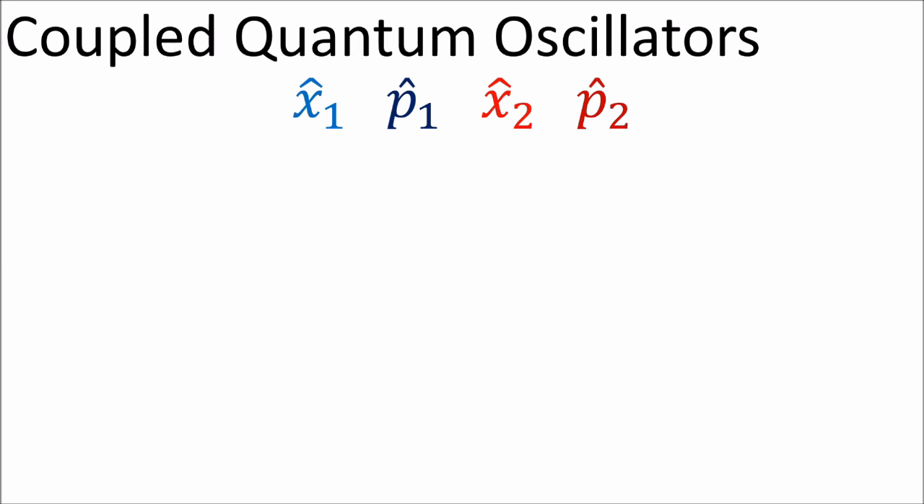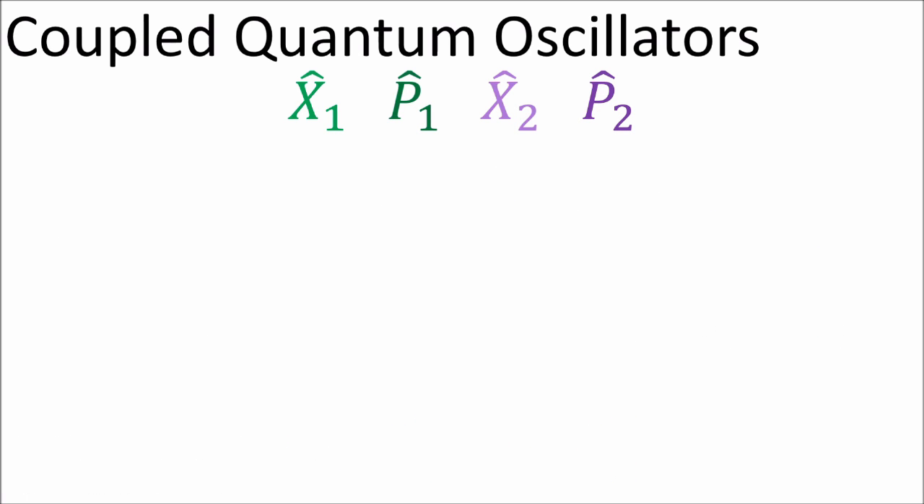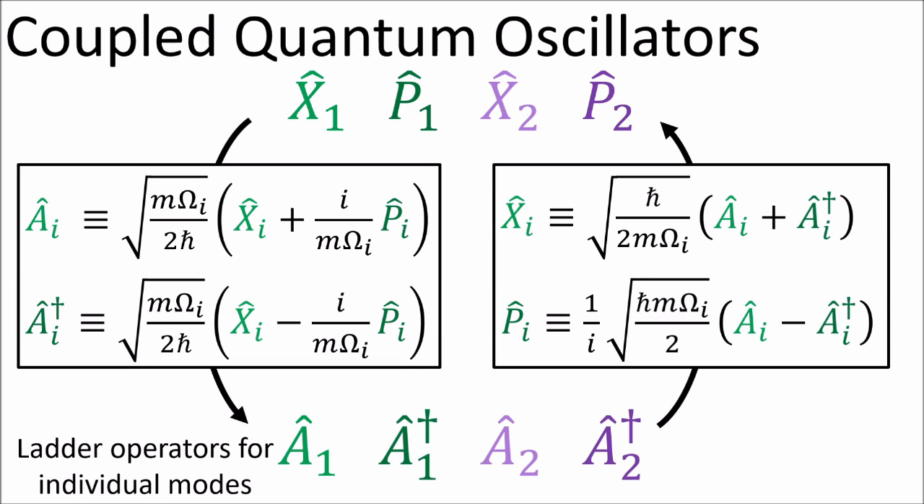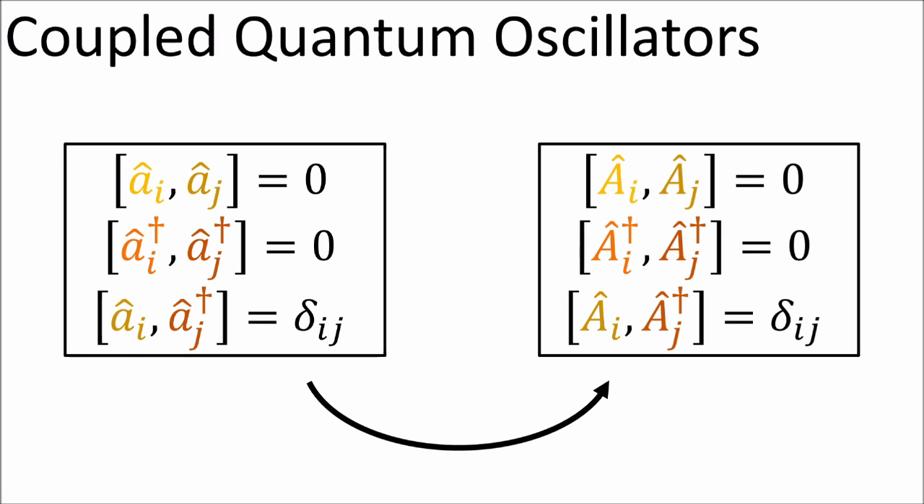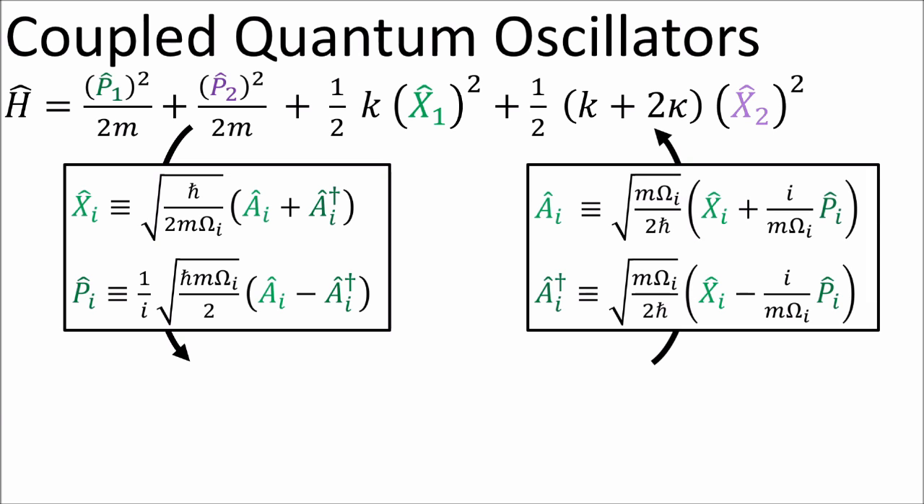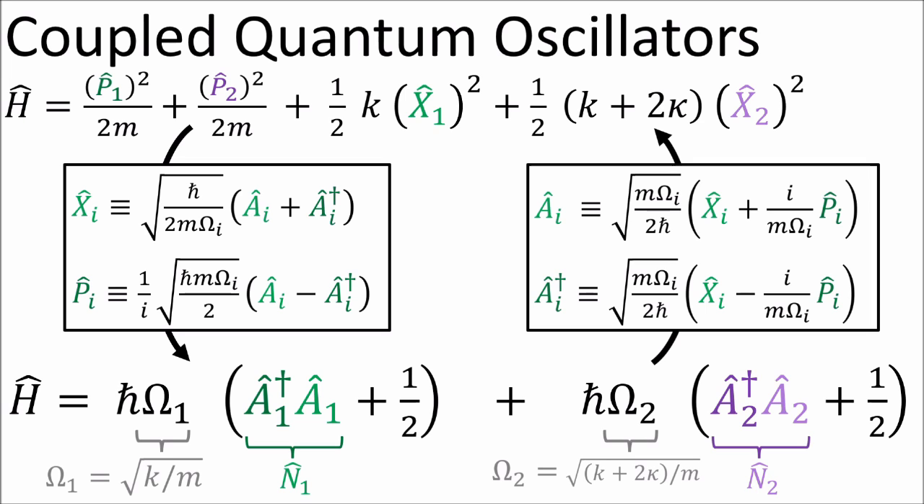Also, just as we can define the small a ladder operators for the energy levels of individual masses, we can also define the big A ladder operators for the energy levels of individual normal modes. These allow us to raise and lower the energy states for the normal modes. They also obey the same commutation relations as the small a's. And the Hamiltonian written with the big A operators looks like this, where these number operators count the energy levels of each normal mode. And the normal modes each have their own frequencies, big omega 1 and big omega 2, which define the quantized steps between their energy levels.